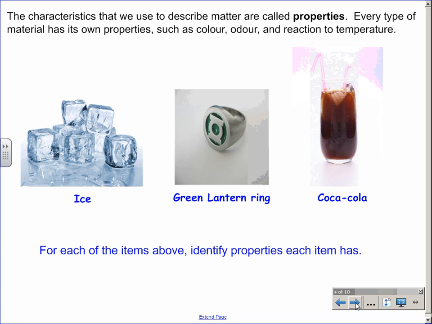The characteristics that we use to describe matter are called properties. Every type of material has its own properties, such as color, odor or smell, reaction to temperature. Ice, a Green Lantern ring, Coca-Cola. Each of these would have properties. Can you identify properties of any of these items?